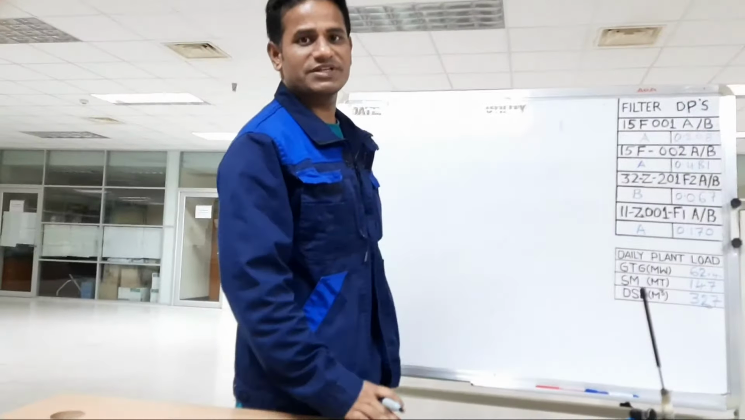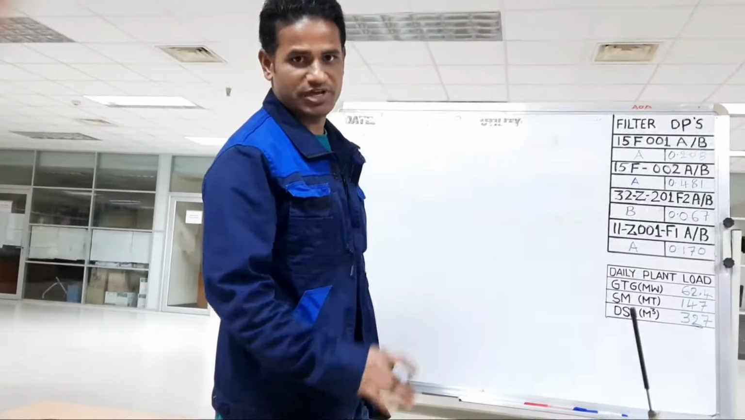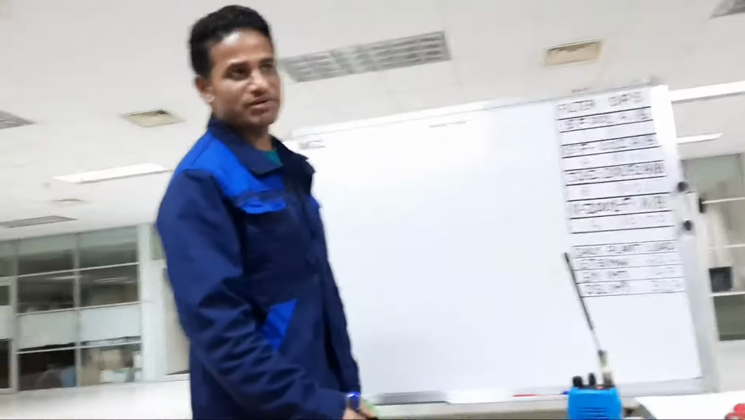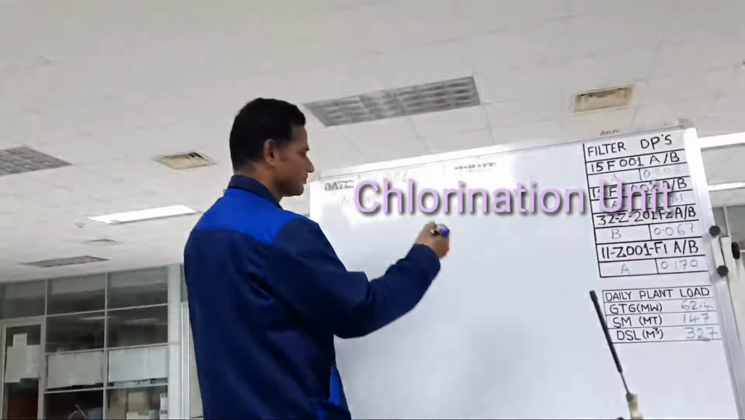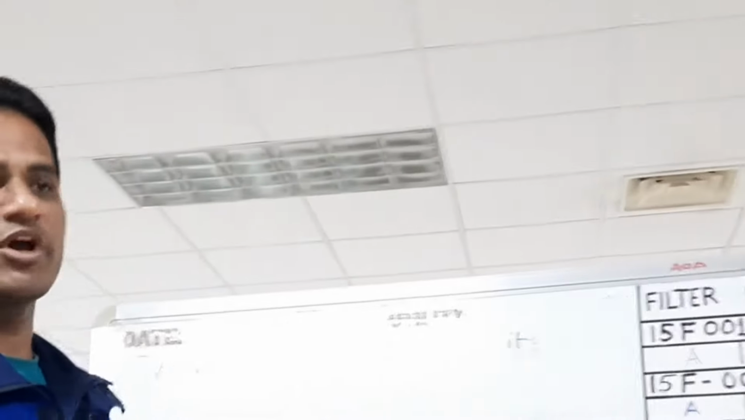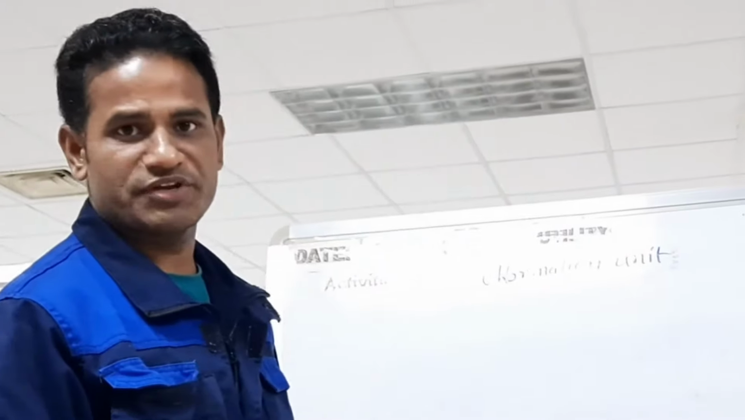Today's topic is the chlorination unit. Today I will give some information about the chlorination unit. So where are we producing chlorine from? Seawater. We are producing chlorine from the seawater.